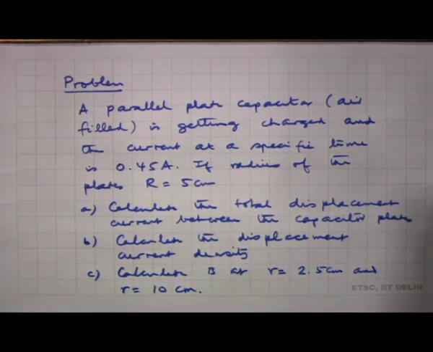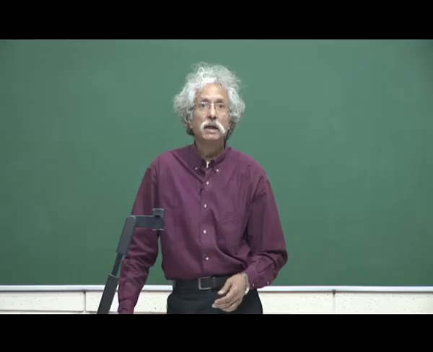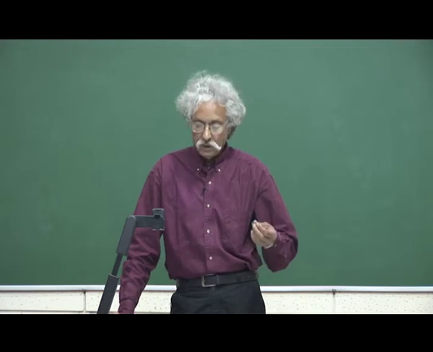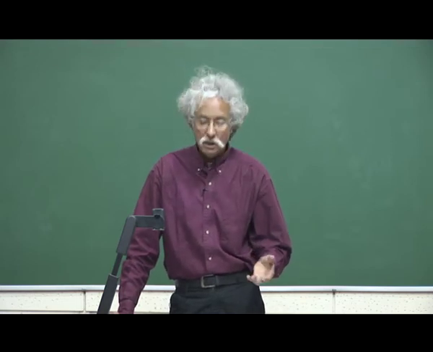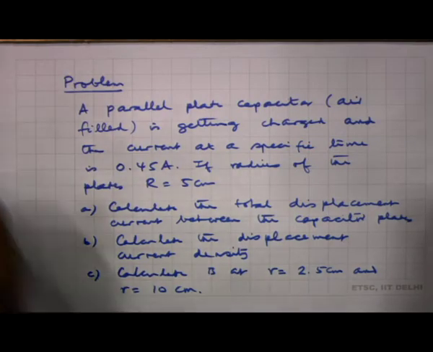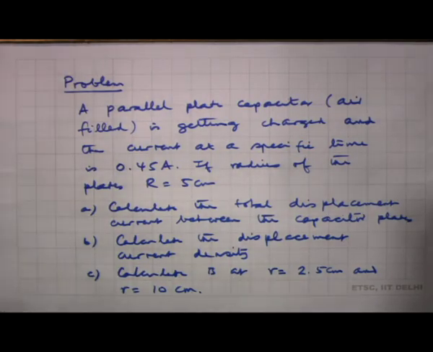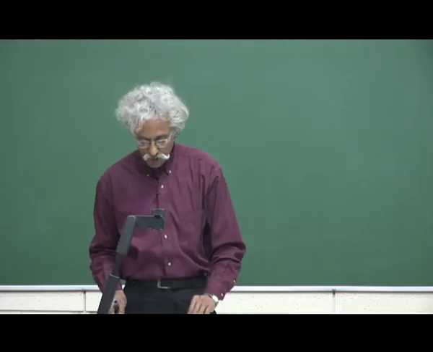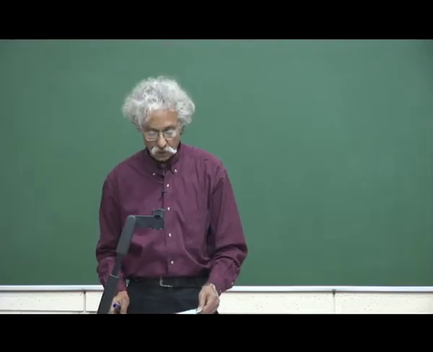So, please try out this problem. A parallel plate capacitor which is air filled is getting charged, and at any given instant of time the current is about 0.45 amperes and the radius of the capacitor plates is given. So, please calculate the total displacement current passing through the plates, the displacement current density, and calculate the magnetic field at a distance 2.5 centimeters from the axis and at a distance of 10 centimeters from the axis.